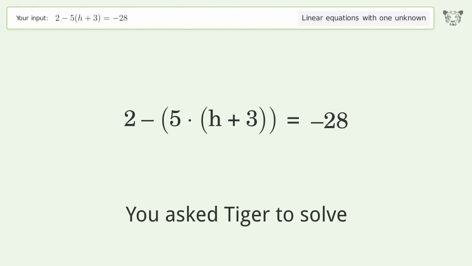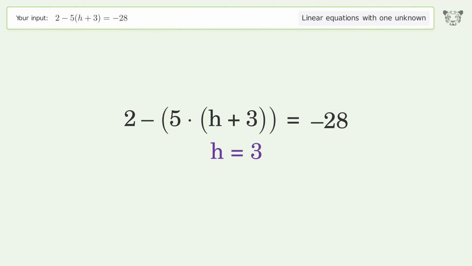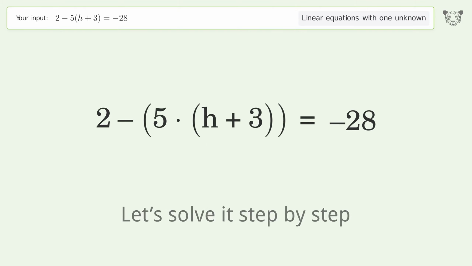You ask Tiger to solve. This deals with linear equations with one unknown. The final result is h=3. Let's solve it step by step.